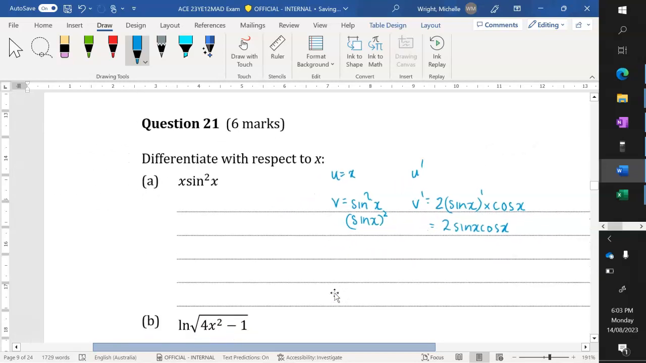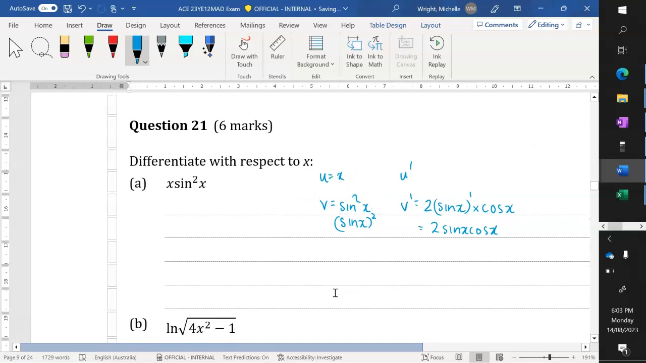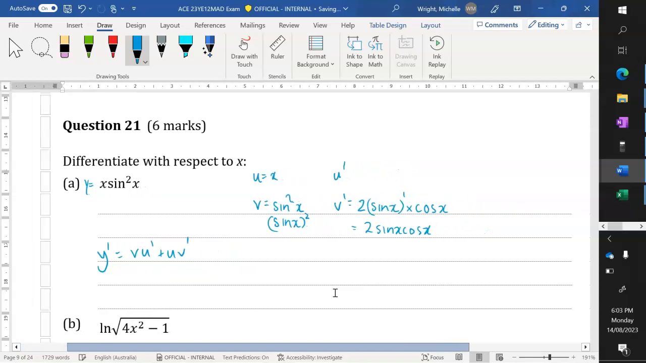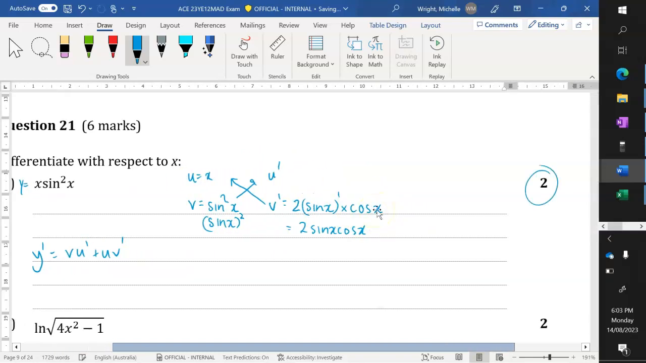And then you're going to use the product rule, which is on your formula sheet. VU dash plus UV dash, or if you think of it in dy dx format. When I set it out like this, I can actually just do crossing of each other like that. So you need to multiply it. So if you showed me that you were trying to use the product rule, then you got a mark. If you used the product rule correctly, you got your second mark there.